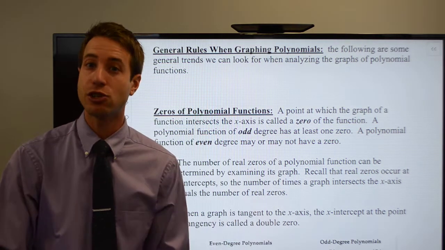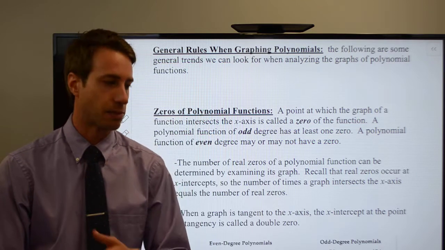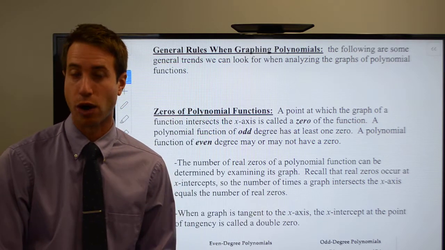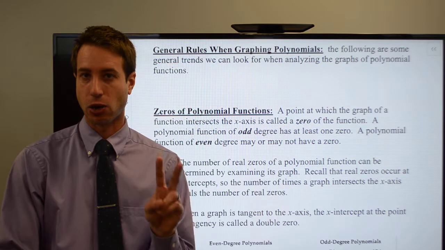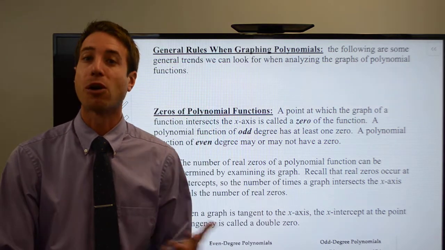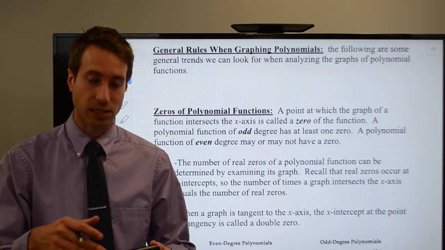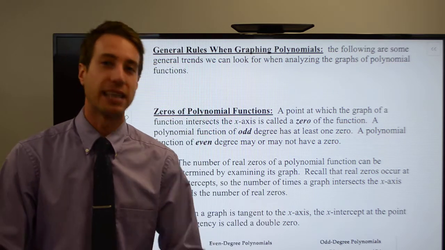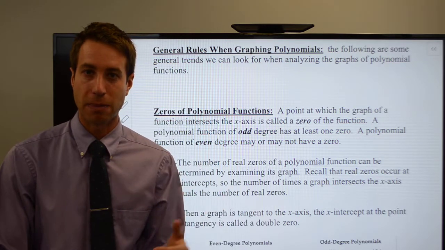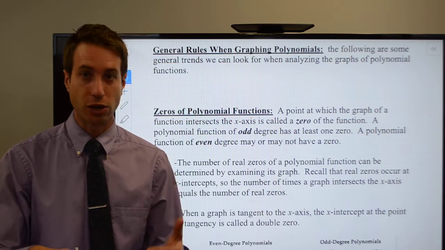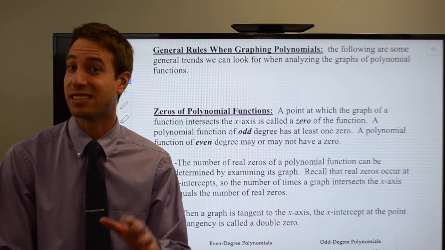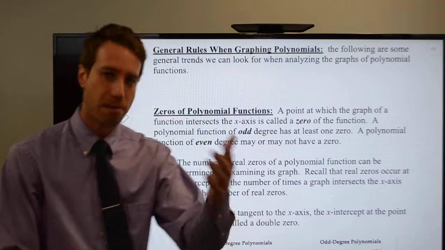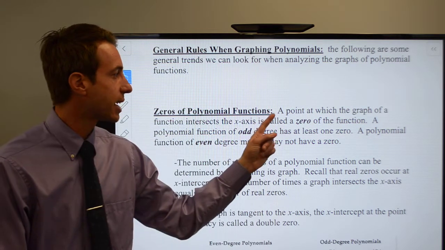The only difference is this: polynomials can potentially cross the x-axis many, many more times than a quadratic. A quadratic at the very most can cross the x-axis twice. Polynomials can cross the x-axis, well, not an infinite number of times, because a polynomial can't be infinite, but you could have hundreds, thousands of x-intercepts and it'd still be a polynomial. So, many, many more times. But it still works the exact same way.